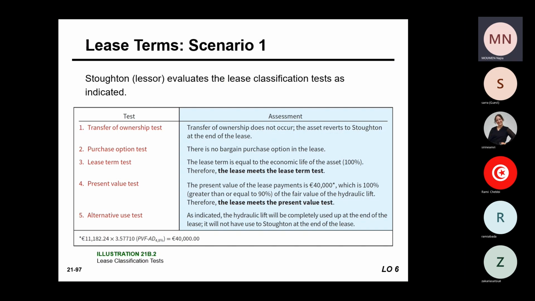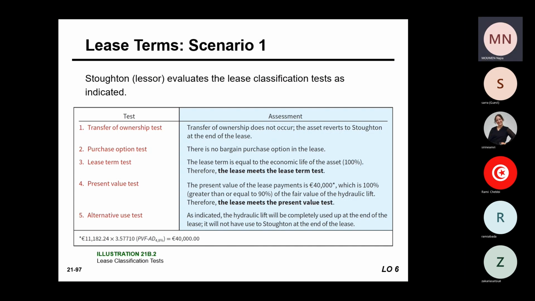The next step is to see if there is any purchase option, if there is any bargain purchase option or not. Here also there is no bargain purchase option in the lease. So again, this test wasn't verified.